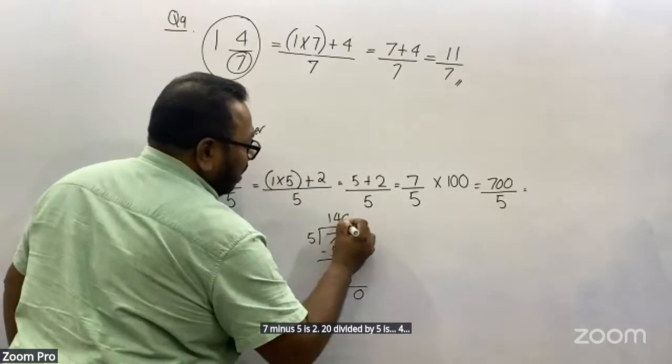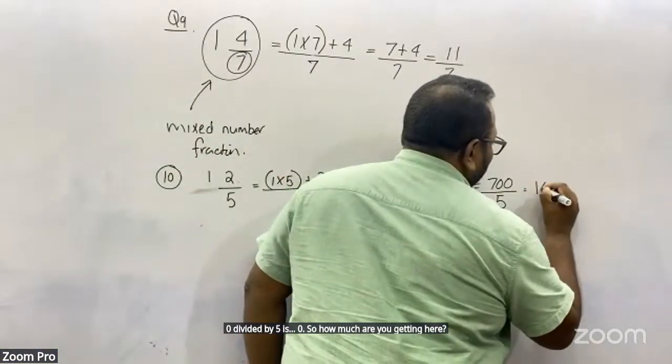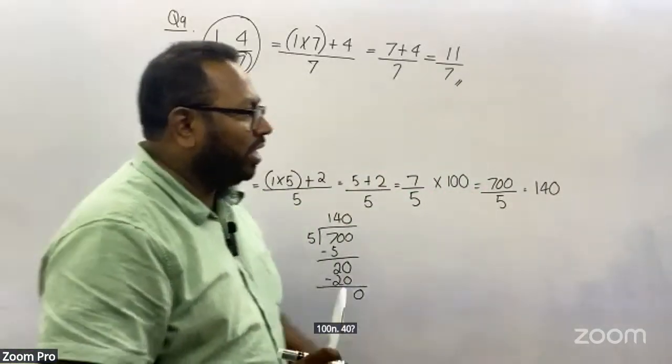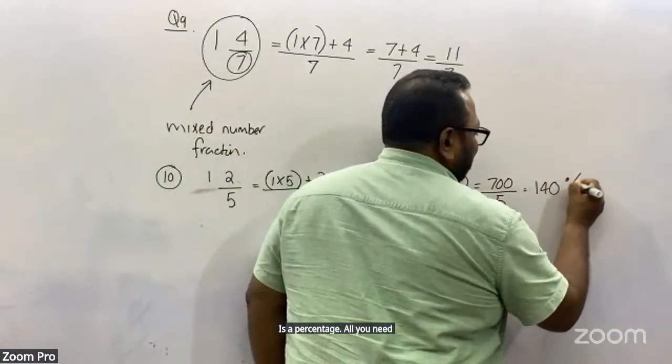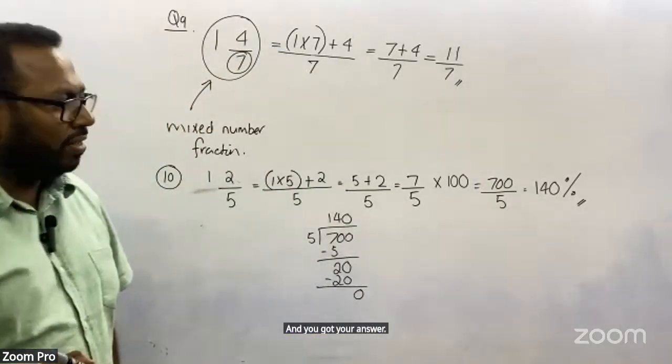0 divided by 5 is 0. So how much are you getting here? 140. Now this 140 is a percentage. All you need to do is put the percentage sign and you got your answer. Okay.